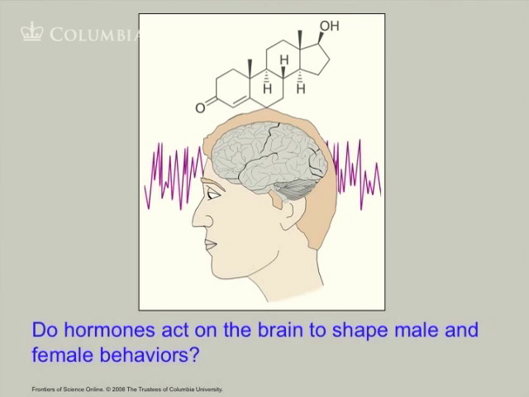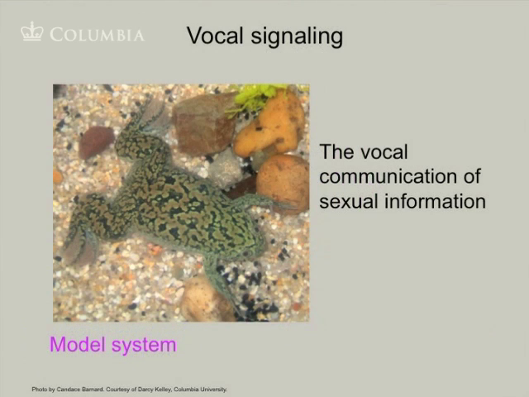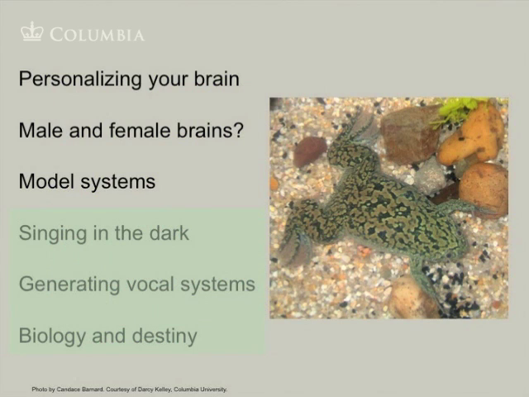And we're going to talk about how steroid hormones sculpt the neural networks that are responsible for vocal behavior. So this is a talk about the vocal communication of sexual information, of information on reproductive status, on whether individuals are interested in mating. And we're going to talk about it in a particular model system. And this is the South African clawed frog, Xenopus laevis.